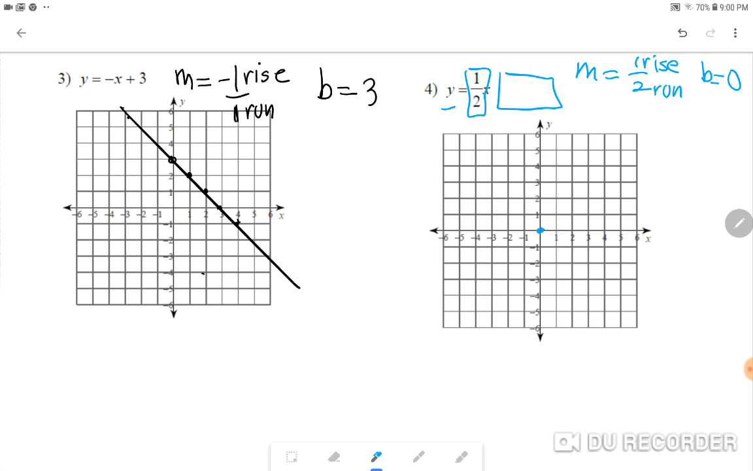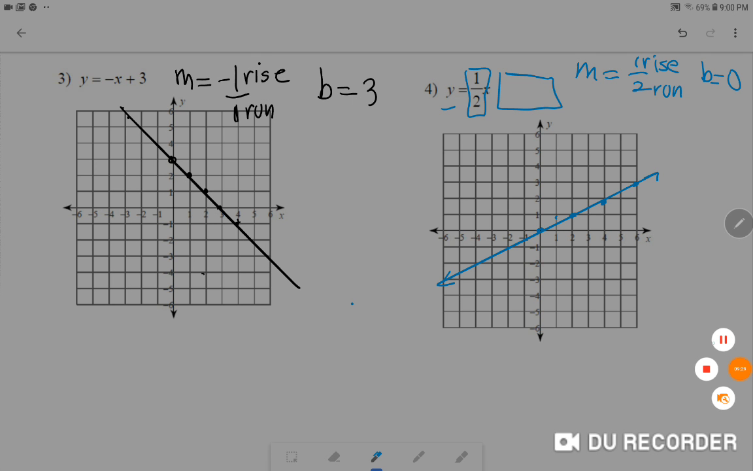Now my rise is 1 and my run is 2. Go 1 up, 2 to the right, up 1, 2 to the right. Now take your ruler and draw a line between them, and that'll be your answer. What made this problem a little more challenging was the fact that there is no b. But if there's nothing in there, that means that b is 0.